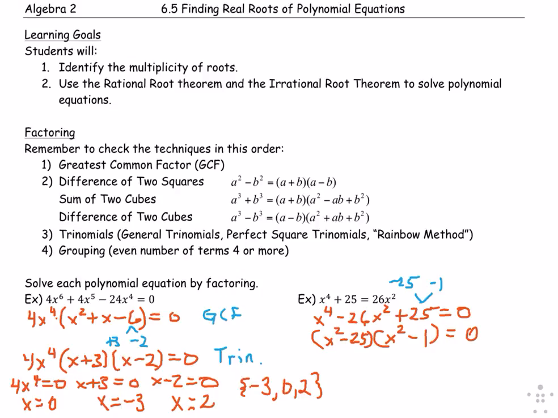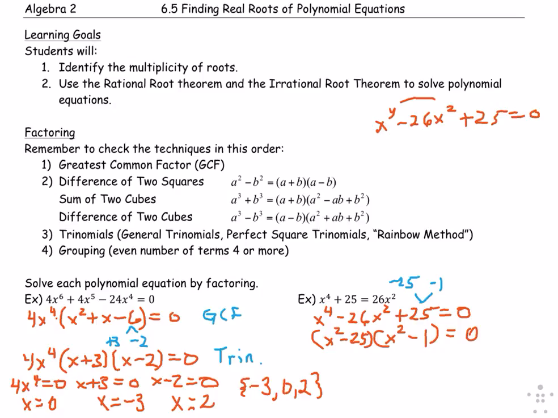So what I could also do here is say, hey, I have this x to the fourth minus 26x squared plus 25 is equal to 0. And because this term is squared of this term, so when you raise an exponent to an exponent, you multiply.